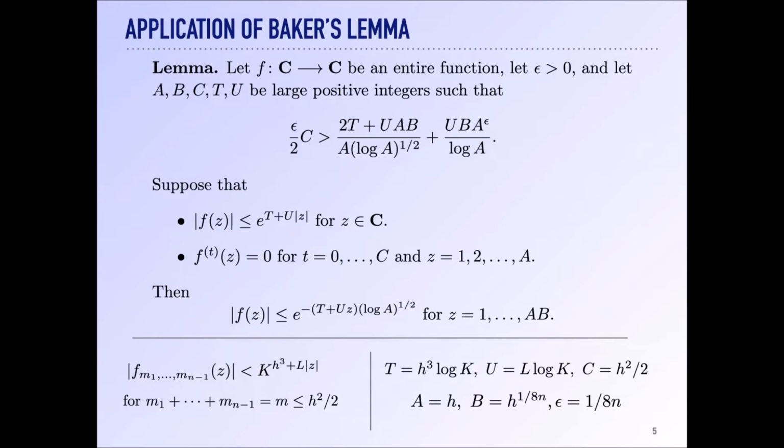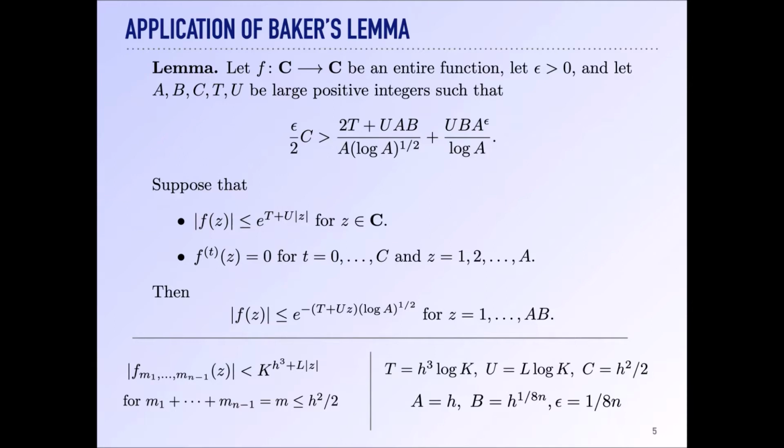Now just check that if you plug in these values for the parameters in this general lemma that we proved, h cubed log k, lk, etc., we get this condition satisfied. So this condition is what I just said, right? So t is h cubed log k. That means e to the t is k to the h cubed, and so on. So this is exactly the bound on my f's that I gave you in the last slide, which is repeated here. So the t and u give me this bound. It's just the variables that you need.